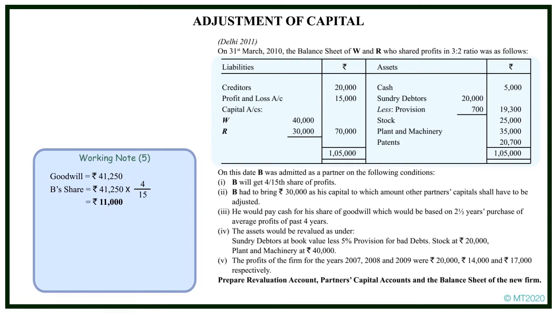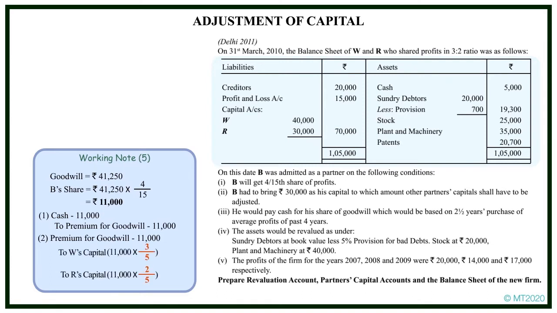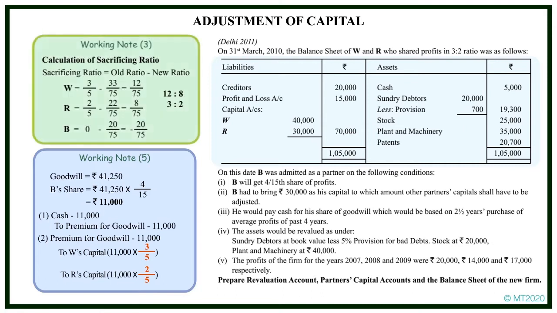So the journal entry which would be passed on bringing the goodwill is cash to premium for goodwill account. So premium for goodwill account would be credited, and next the premium for goodwill would be transferred to W's capital and R's capital in their sacrificing ratio, which we have calculated in working note number 3. Sacrificing ratio is 3 to 2. So the amount which W would get is equal to 6,600 and R would get 4,400.